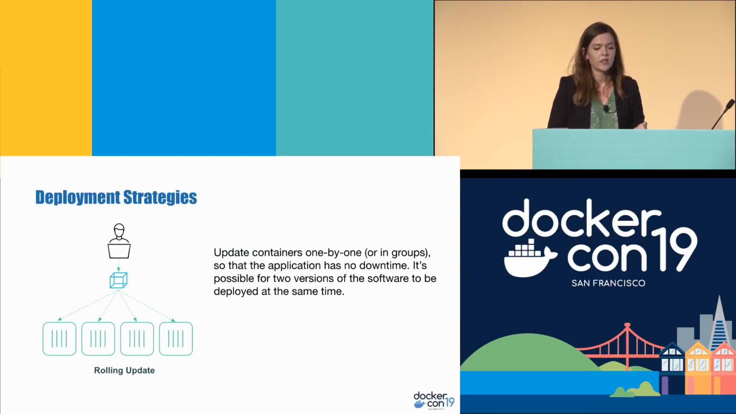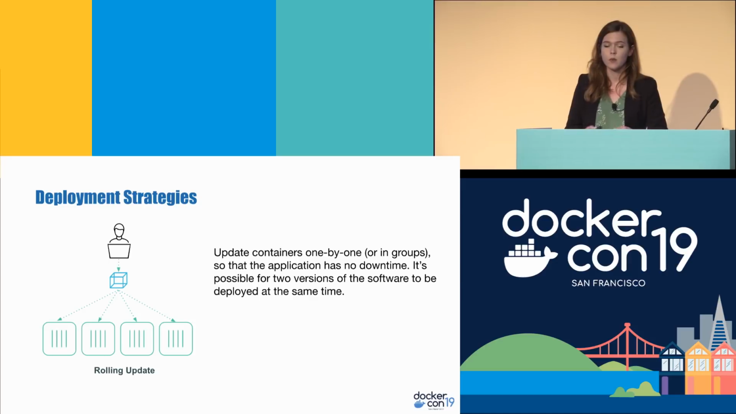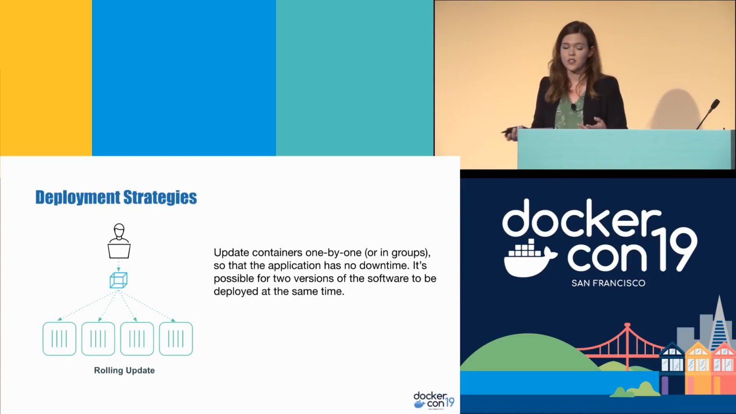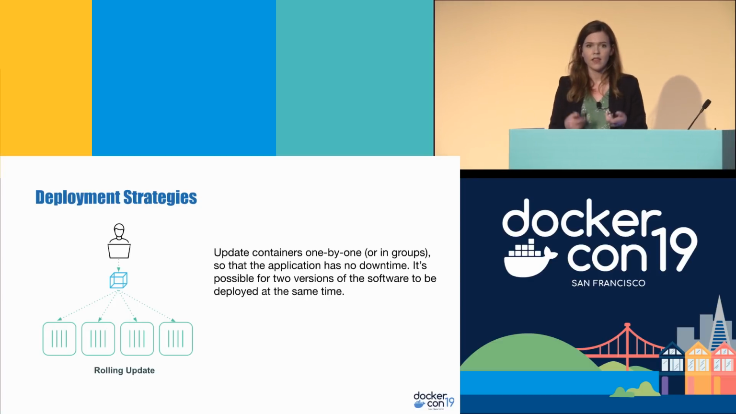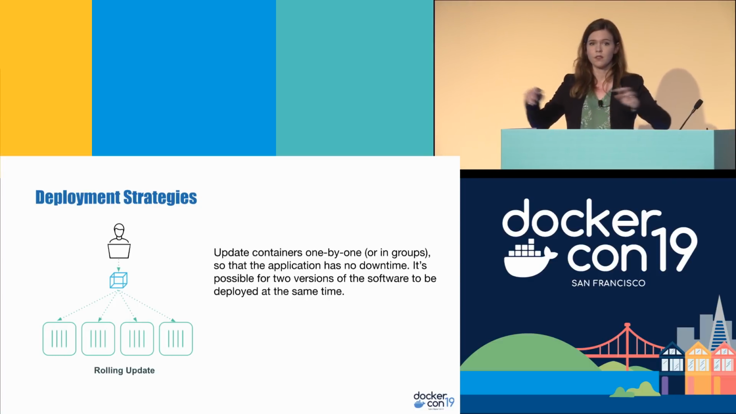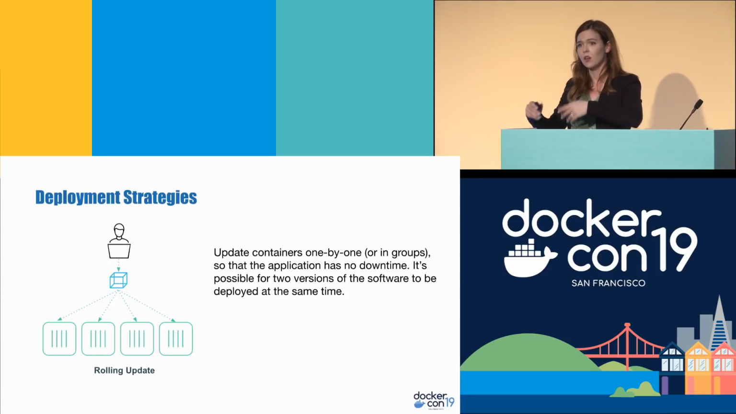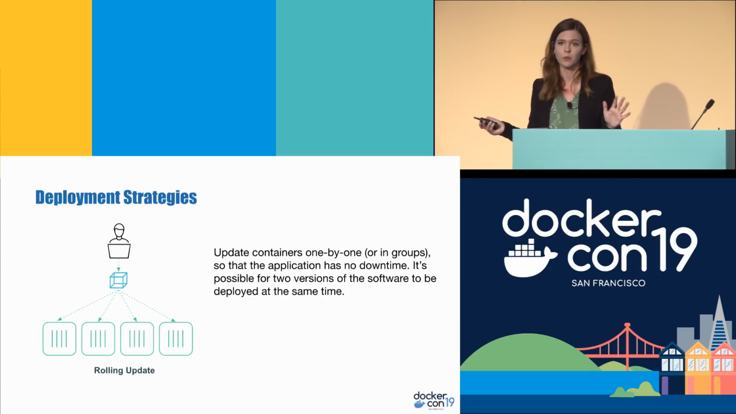So one deployment strategy that we'll talk about is one that might be very familiar to all of you. It's called the rolling update. This strategy is updating containers either one by one or in groups of a certain threshold so that the application has no downtime. That means it's possible for two different versions of the software to be deployed at the same time while that update is going on. So it's not completely foolproof and without involvement.